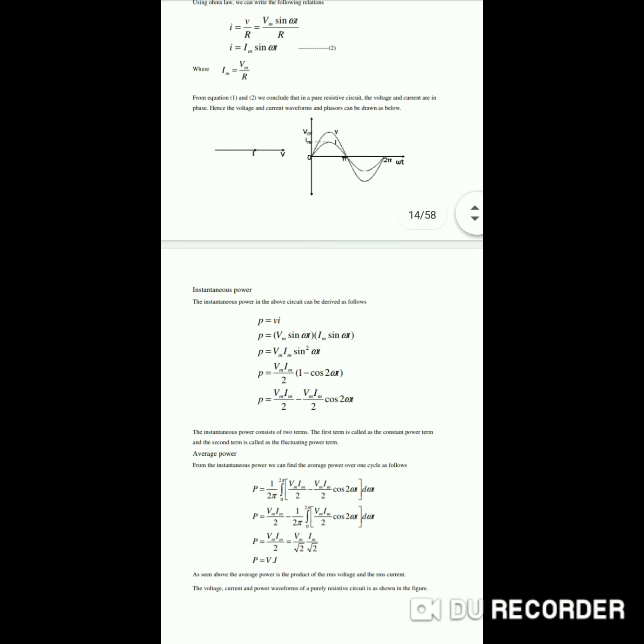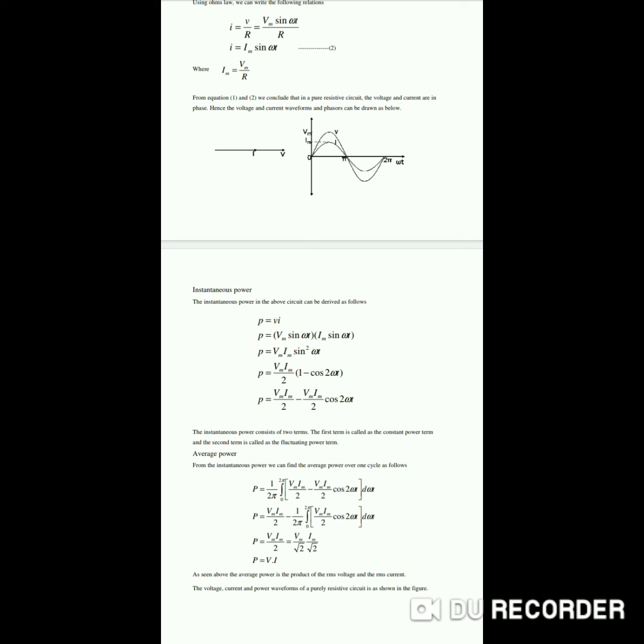omega t. If I multiply with 1 and cos 2 omega t, my instantaneous power becomes P is equal to Vm Im divided by 2 minus Vm Im divided by 2 into cos 2 omega t. So this is all about instantaneous power. To calculate average power, we need to integrate this instantaneous power with respect to 0 to 2 pi. We need to find this with respect to one cycle, so that's why we take 2 pi.